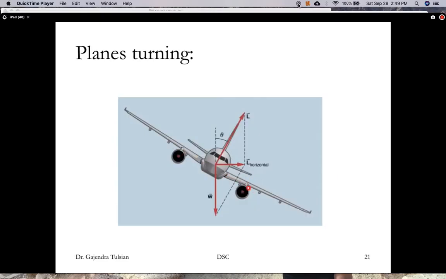So similarly, if you want to turn a plane, you have to bank the plane. You could not turn a plane if it were flying horizontally. The lift is perpendicular to the wing, and this component of the lift provides the centripetal force.